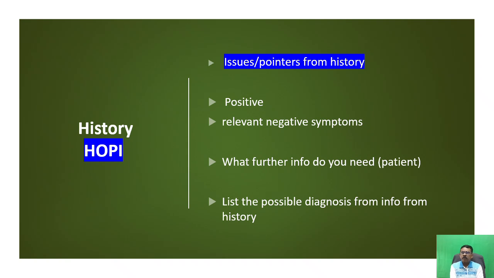The next question is what further questioning you need to undertake to get more information to describe the symptoms that the patient already complained of. And once you have this in your mind, then you list the possible diagnoses from the history of present illness. So in your mind you have a few diagnoses which are possible in that particular patient.